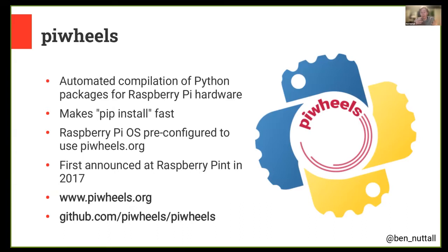I've been using it for a few years. We run the piwheels project on it. So piwheels is the automated compilation of all the Python packages on the Python package index for the Raspberry Pi hardware. And they're natively compiled on real Pis in this data center. And this makes pip install really fast when you're on a Pi. So previously you'd have to compile all the code yourself, and it would take ages. And now it's really fast because we provide pre-compiled versions of everything.